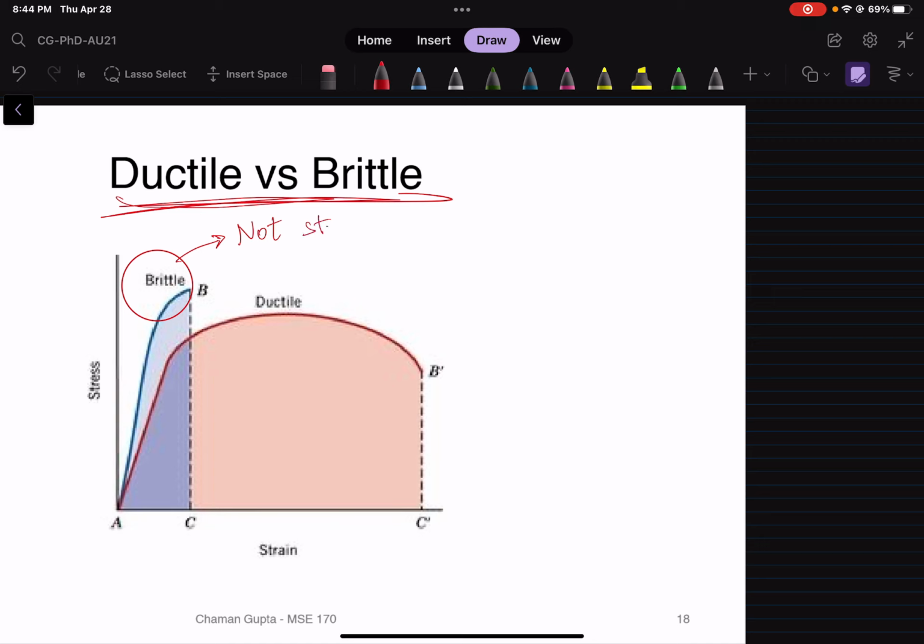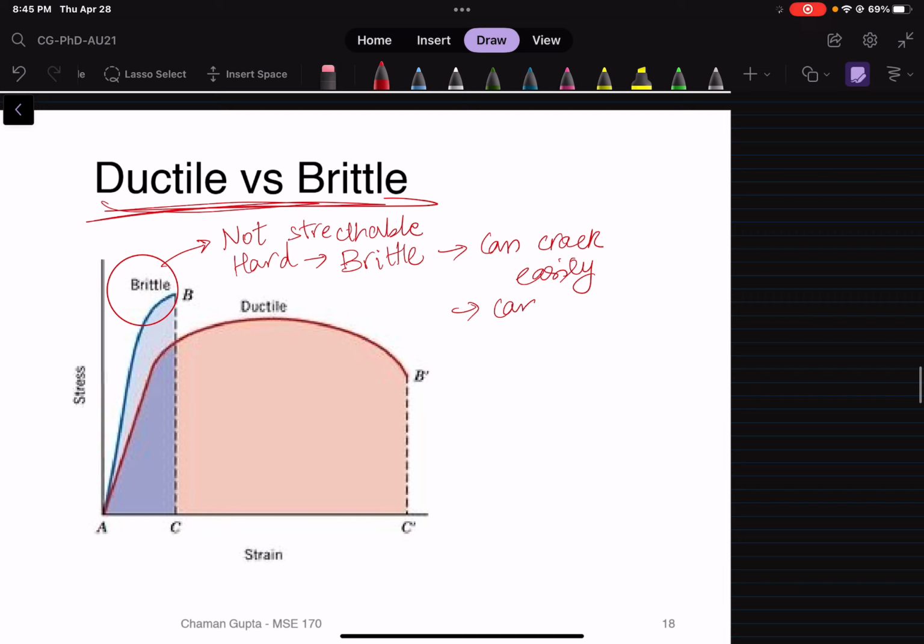not stretchable. It is hard, but it is brittle, meaning that it can crack easily. So it's not stretchable that much, but it can sustain a lot of force. Can sustain a lot of stress. How? Look at this value. Look at this stress value for this brittle material.